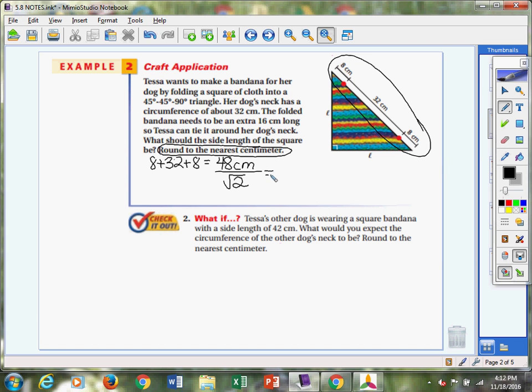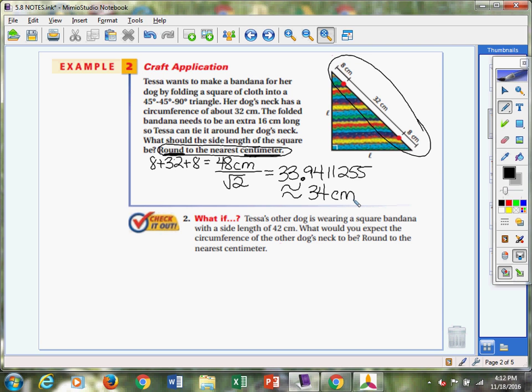Okay? So we're going to get 33.9411255. That's probably what I see on my screen. But they want us to round to the nearest centimeter, so round to the nearest whole number. So this is approximately 34 centimeters. That's how long one side of that square needs to be.